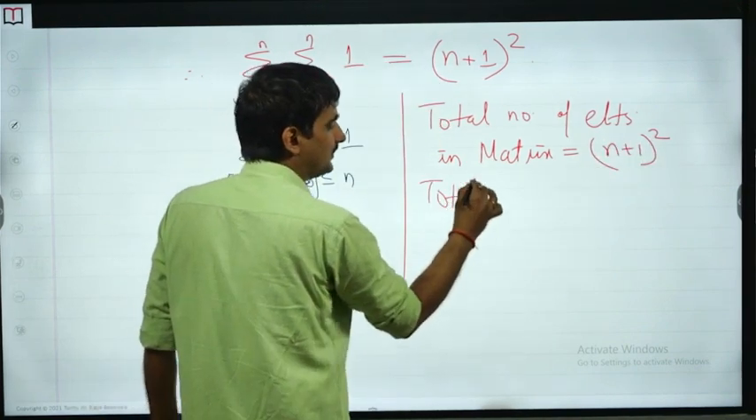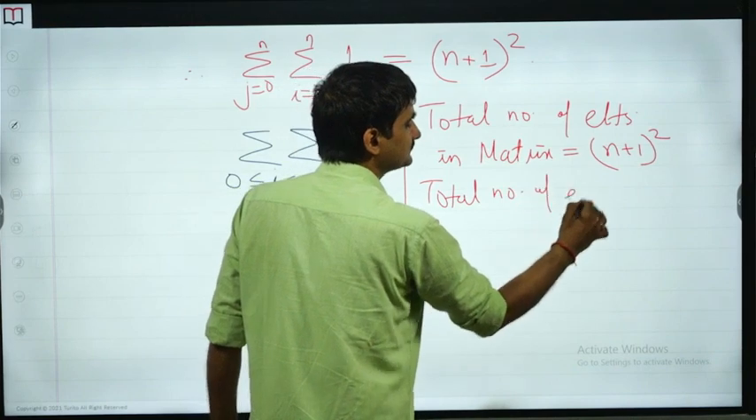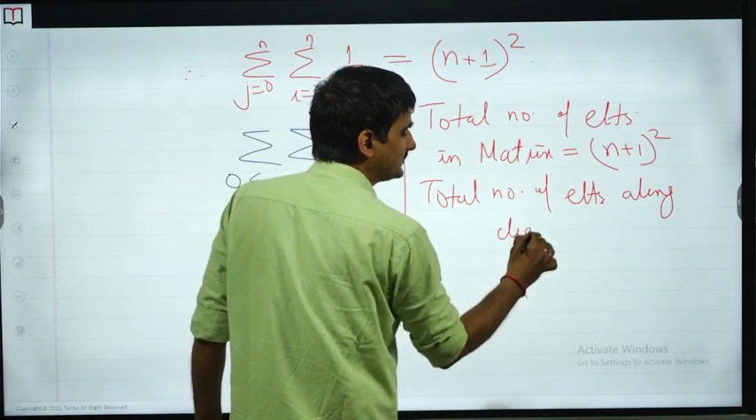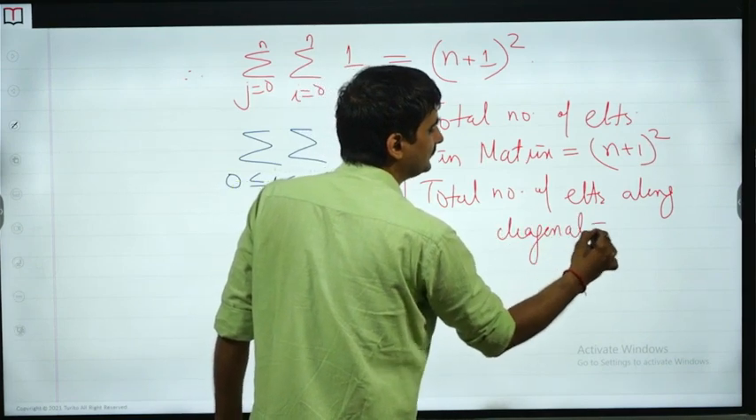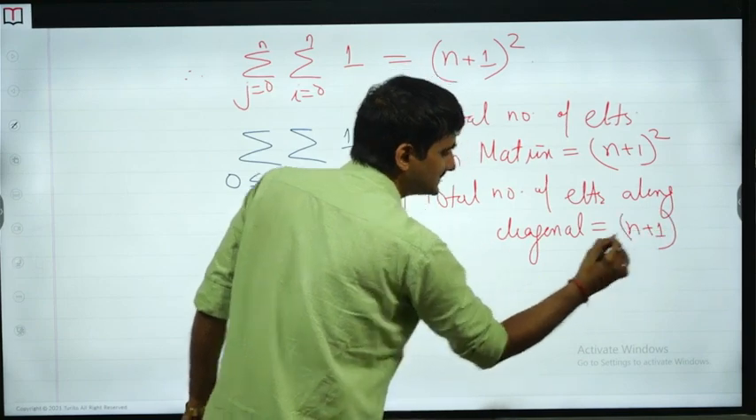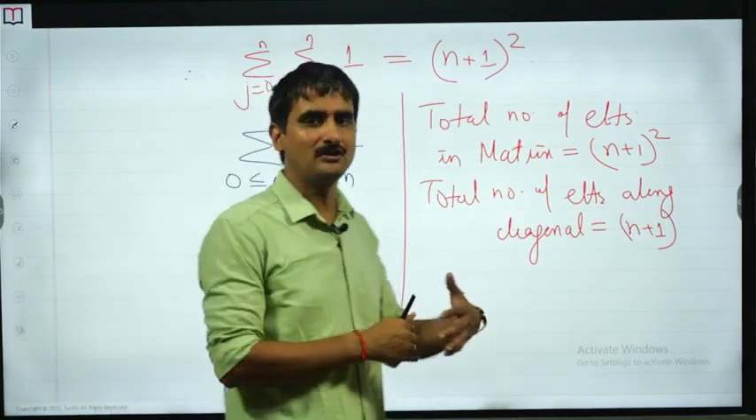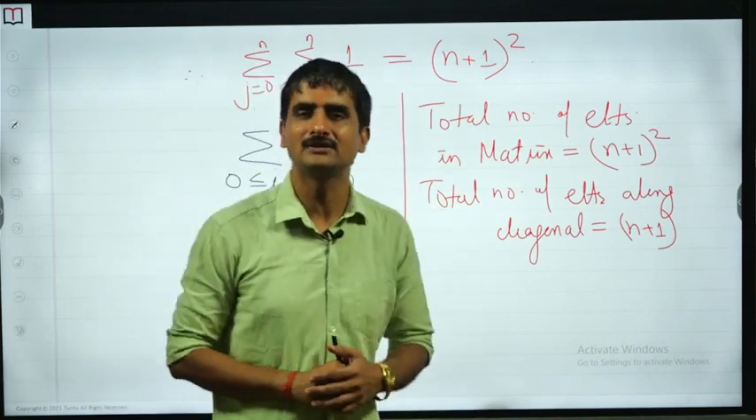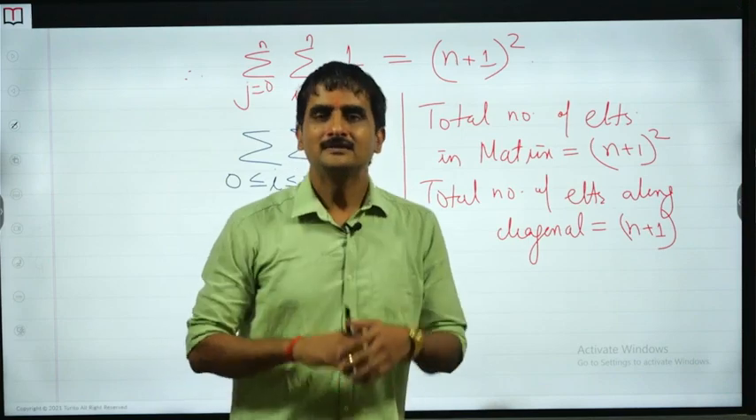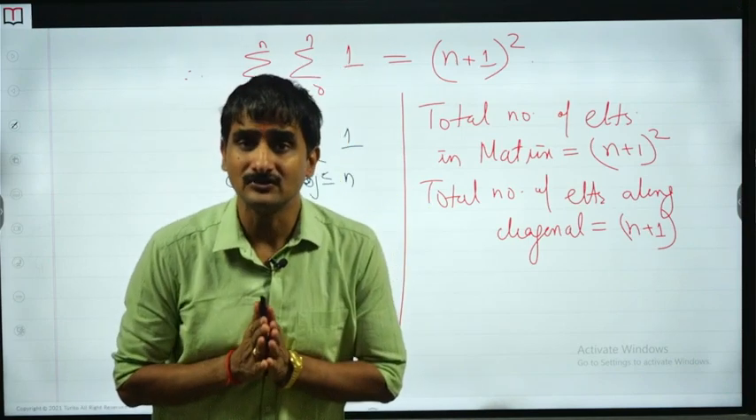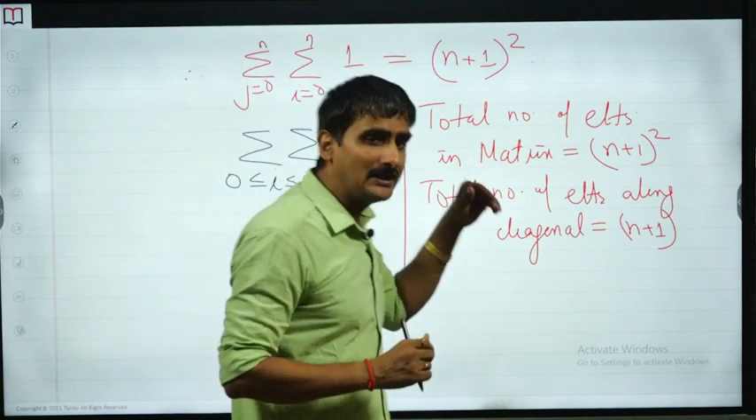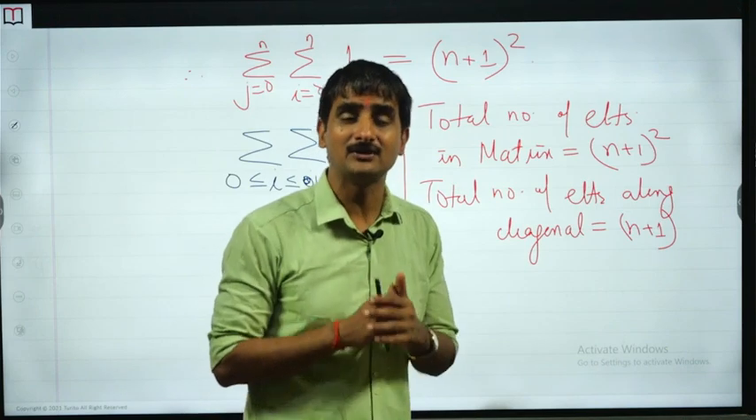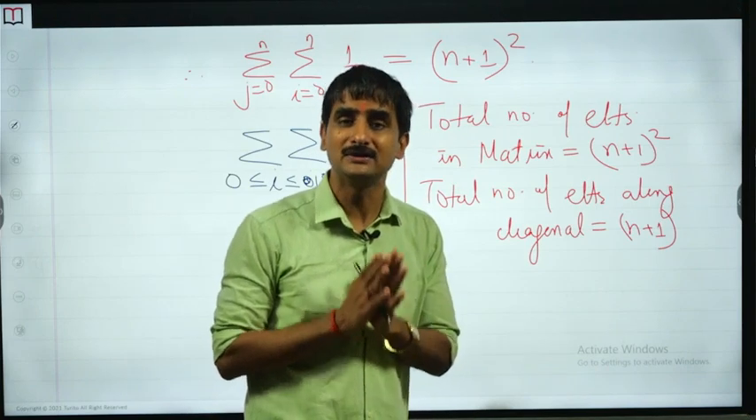Total number of elements along the diagonal. It's a square matrix, so in the diagonal also you will have as many elements as the elements in a row or in a column. In a 2 cross 2 matrix, the number of elements along the diagonal is 2. In a 3 cross 3 matrix, the number of elements along the diagonal is 3. So in an n plus 1 cross n plus 1 matrix, the number of elements along the diagonal will be n plus 1.